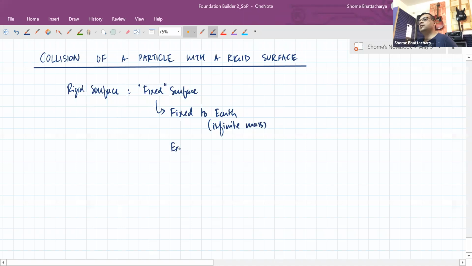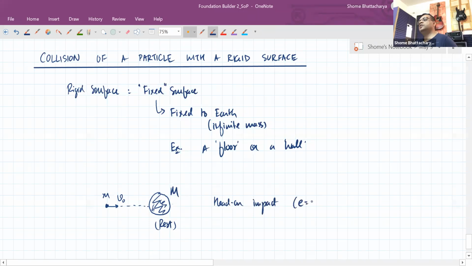Okay. Example, a floor or a wall, like that. So to understand what happens here, let's go back to head-on collision first, and let's look at what happens when a particle of mass m moving with a velocity, let's say v0, collides head-on with a heavier object of mass capital M at rest.